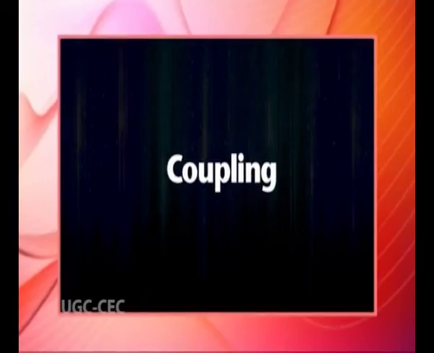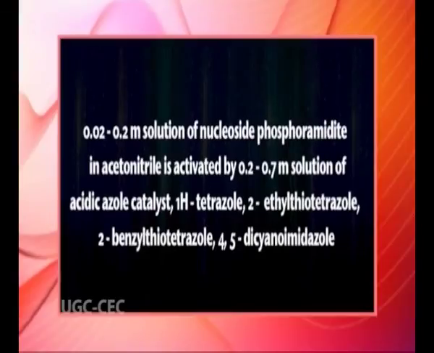Step 2, coupling. A 0.02 to 0.2 molar solution of nucleoside phosphoramidite or a mixture of several phosphoramidites in acetonitrile is activated by a 0.2 to 0.7 molar solution of an acidic azole catalyst: 1H-tetrazole, 2-ethylthiotetrazole, 2-benzylthiotetrazole, 4,5-dicyanoimidazole, or a number of similar compounds. The mixing is usually very brief and occurs in fluid lines of oligonucleotide synthesizers while the components are being delivered to the reactors containing solid support.